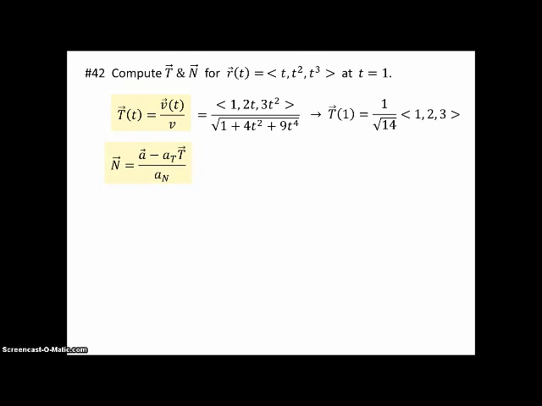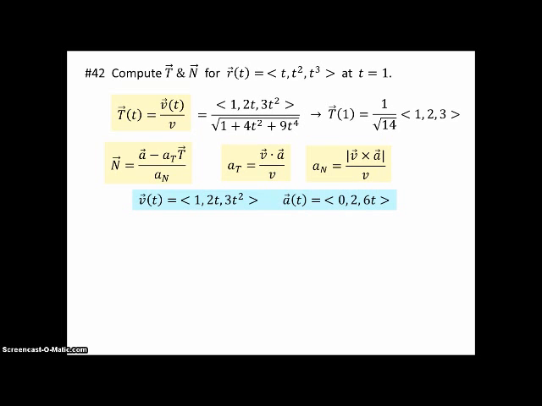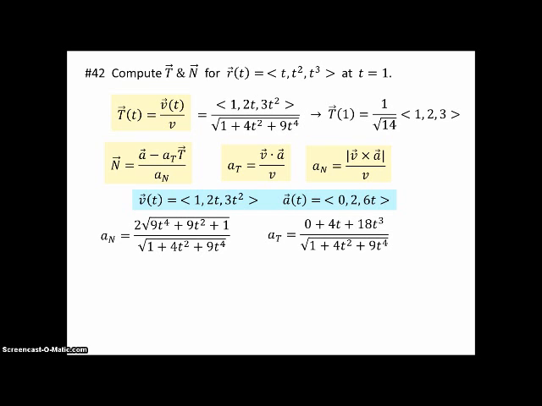Now for the normal vector, we're going to use this formula. Before we can compute it, we need the formulas for a sub t and a sub n. And here are v and a again, just to review. We did the cross product on the previous page. So there we have the length of the cross product divided by the length of the velocity vector. And then the dot product is just 1 times 0 plus 2t times 2 plus 3t squared times 6t, all over the length of the velocity vector again.